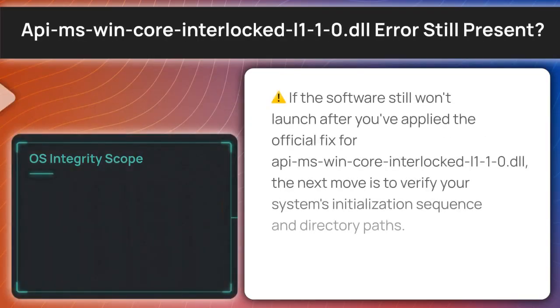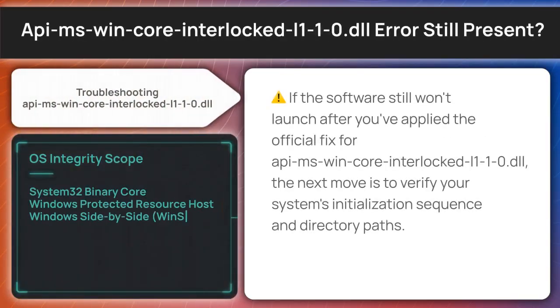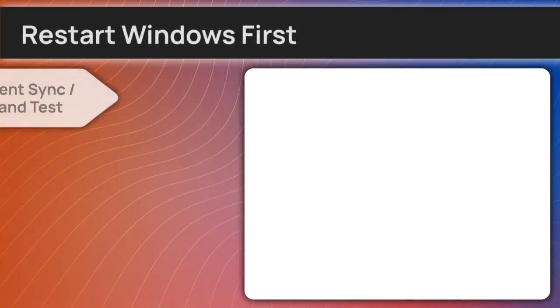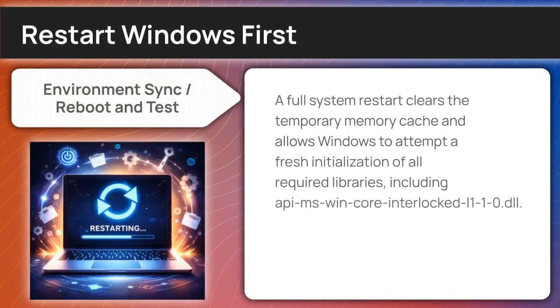Should the file remain missing after a reinstall, we need to ensure that the operating system is forced to re-index its shared library paths. If your system has been running for an extended period, a reboot might be necessary to resync your background processes and clear any temporary locks on the Windows Core Interlocked API file.